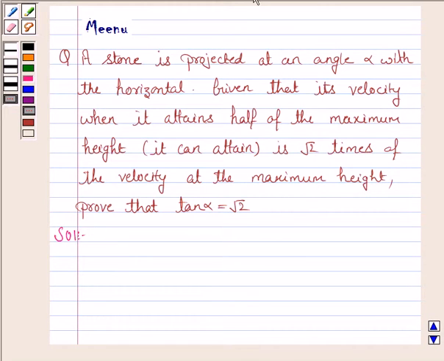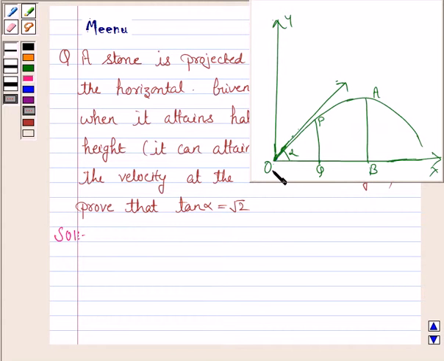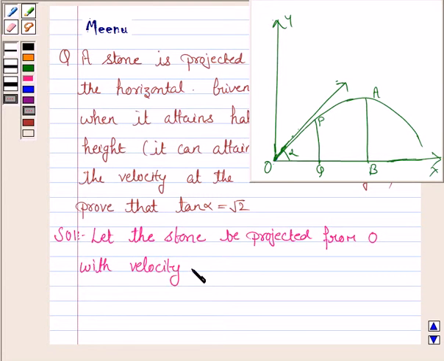We are given that a stone is projected making an angle alpha with the horizontal. So let the stone be projected from O with initial velocity u at an angle alpha.